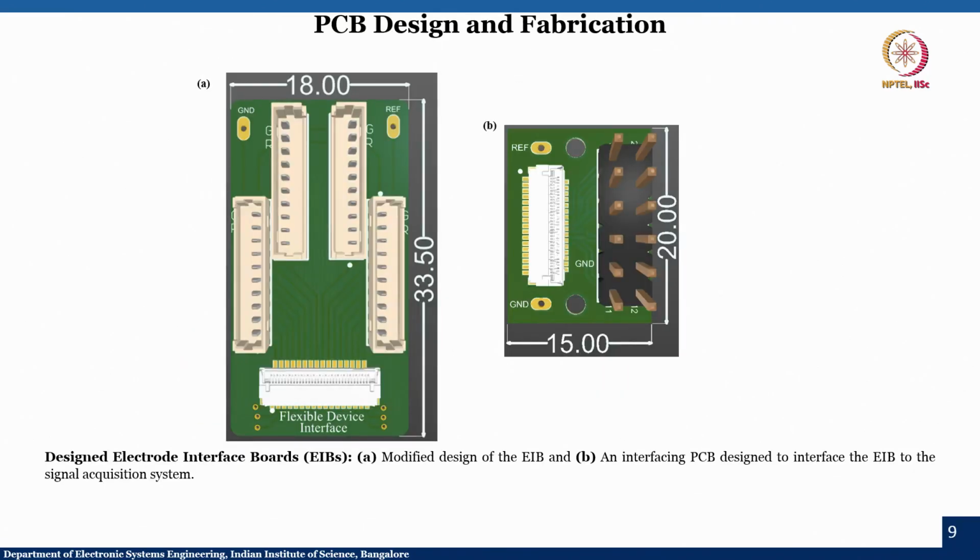Now, not only do we need to worry about the sensor that we are designing, we also have to think about how to take the context from the sensor, isn't it? To take out the context from the sensor, we need to worry about how the printed circuit board design would be, because that will be the interfacing module from the sensors to the acquisition electronics. So, here you can see that A shows the modified design of the electronic interface board or EIB, and B shows an interfacing PCB designed to interface the EIB to the signal acquisition system.